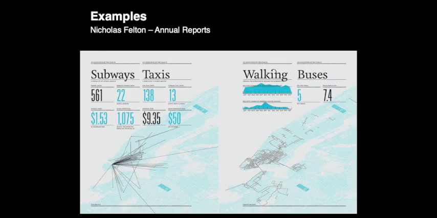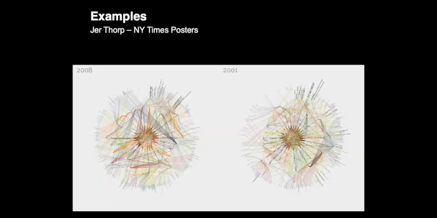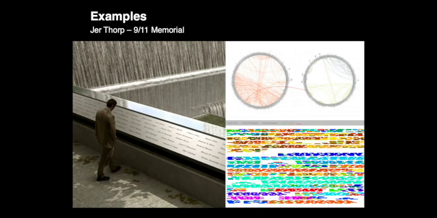So Nicholas Felton actually uses Processing a lot in his annual reports to create some of the more complex visualizations. Jer Thorpe uses Processing to create all of the visualizations that he's worked with in the past for the most part. So for example, the node-based visualizations of the New York Times data. Jer Thorpe also used Processing to create a custom piece of software to help him decide where all of the names on the 9/11 memorial are going to be placed based off of their relationship to one another.